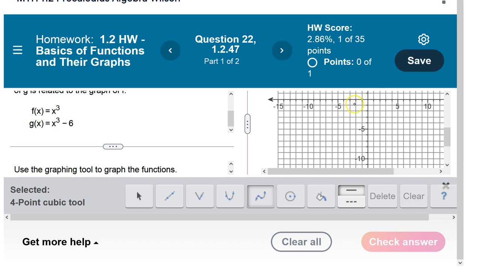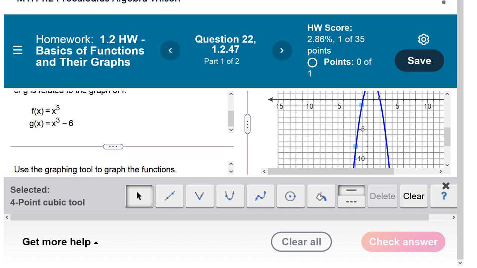I go over -2 and down -8, and I'm going to be super careful about it because it's easy for the points to move around. I'm struggling with the tool a little bit sometimes. The next point I'm going to plug in is -1. -1 to the third is also -1. So my next point is at -1, -1. See, there it is. Now I need 4 points to use this tool.